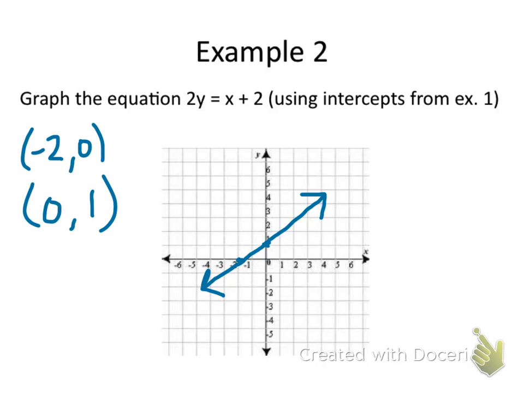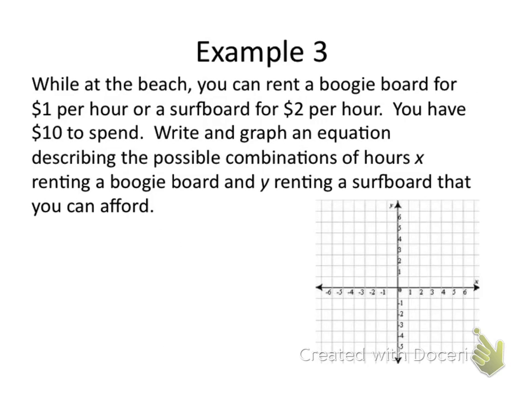We're going to try another example, the last example today. While at the beach, you can rent a boogie board for $1 per hour or a surfboard for $2 per hour. You have $10 to spend. We want to write and graph an equation describing the possible combination of hours for x renting the boogie board and for y renting the surfboard. So we have $1 per hour for x, so we would have 1x, so your equation, plus $2 per hour for the surfboard has to be $10.